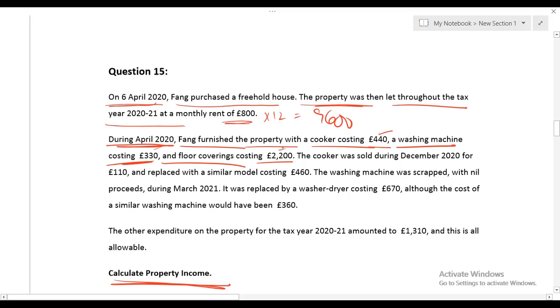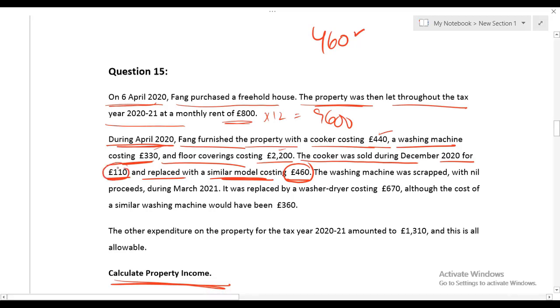Because these 440, 330 and 2200 all are initial cost, and initial cost does not qualify for replacement furniture relief. The cooker was sold during 2020 for 110, and is replaced with a similar model costing 460. Now you will get replacement furniture relief on this cooker. But what will be the amount of the replacement furniture relief? Look at this. You bought the similar cooker for 460. But the entire 460 will not qualify for replacement furniture relief because the older cooker you have actually sold for 110.